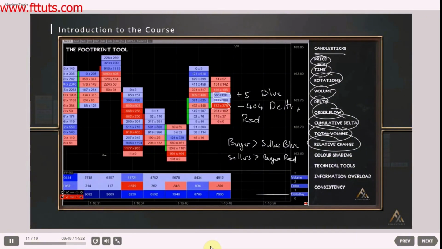Now what you can see very quickly is you can straight away see that the sellers were more, the sellers were more, the sellers were more, buyers more, buyers more, sellers more, sellers more, sellers more, sellers more. So we can very quickly see who's winning the net interaction over a number of prices.